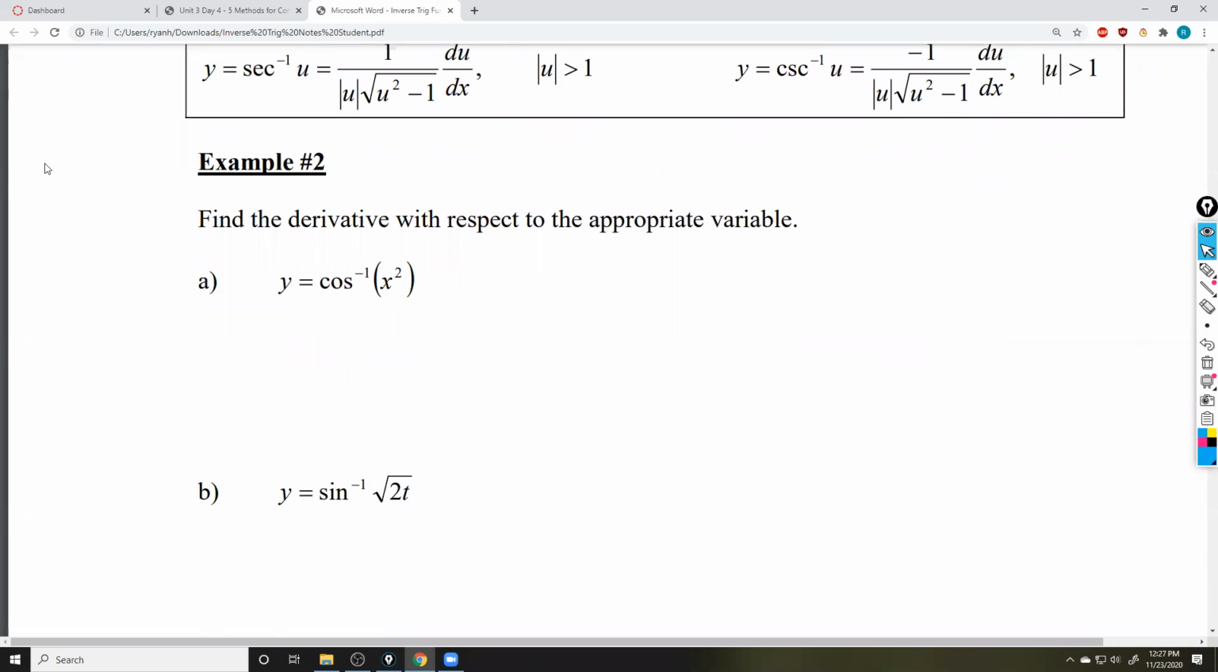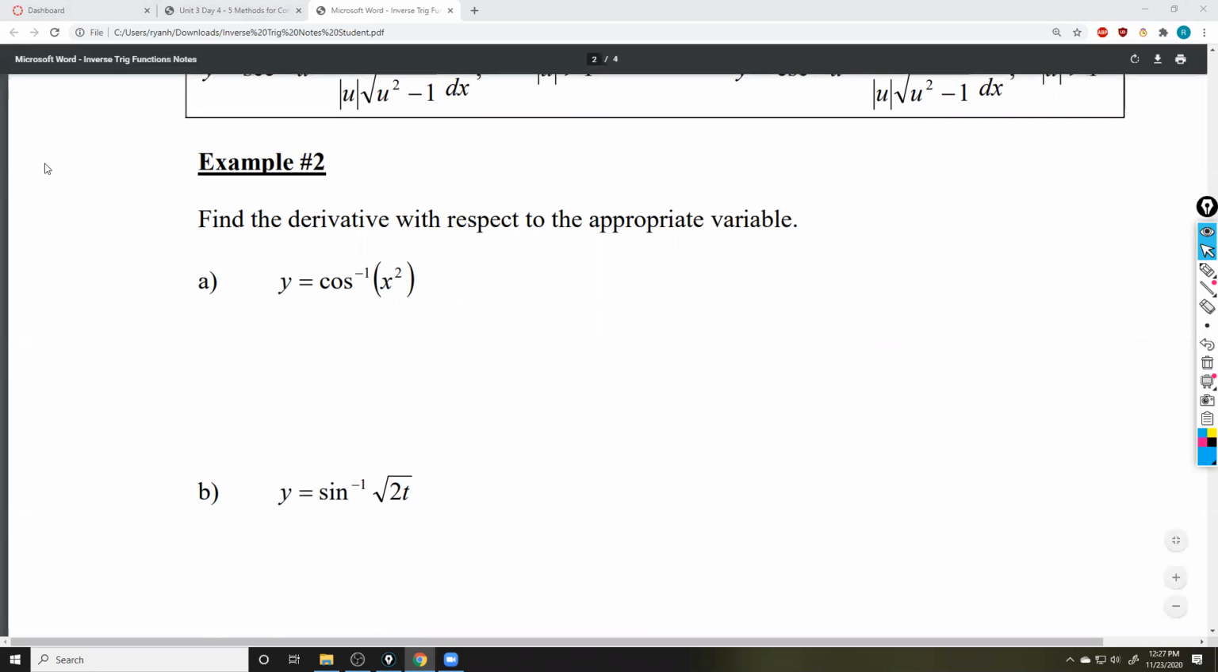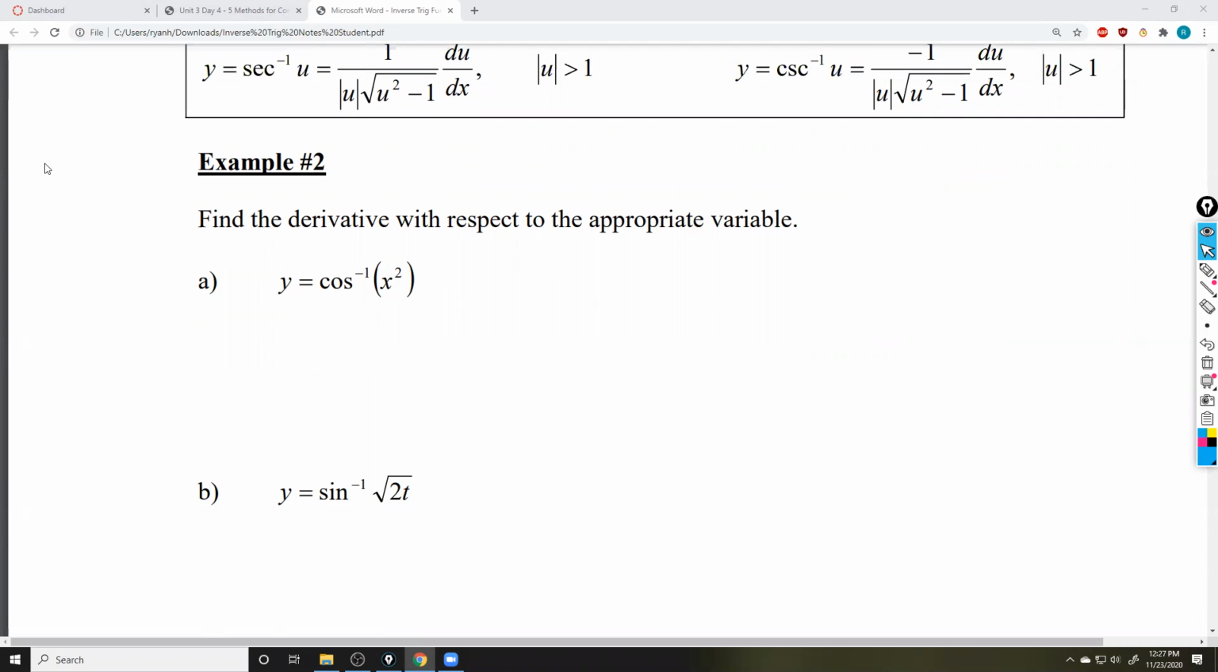All right. First example, we're going to do this first one together. And then we'll do about 3 or 4 of these together. And then a couple of these I'll be asking you to do on your own. So let's give these a try. First one, cosine inverse of x squared. So let's look at what our derivative is.